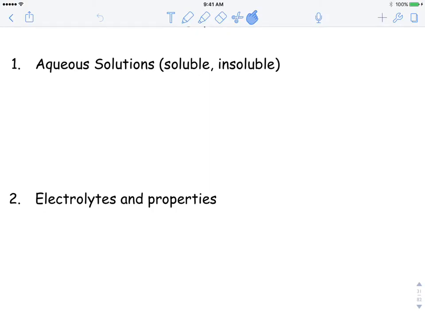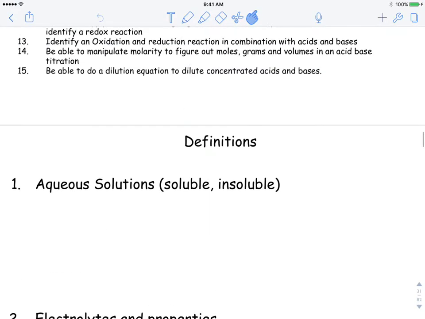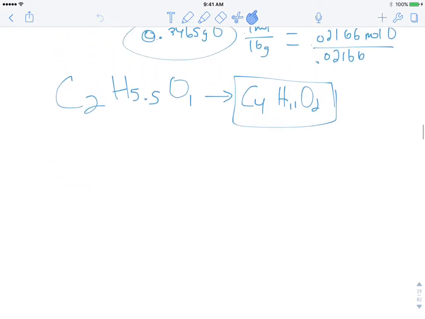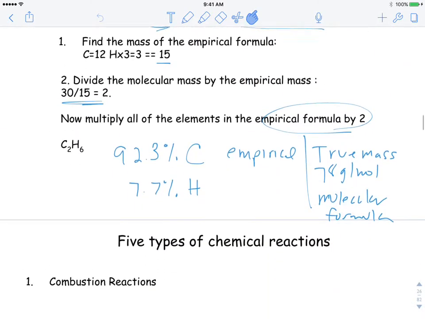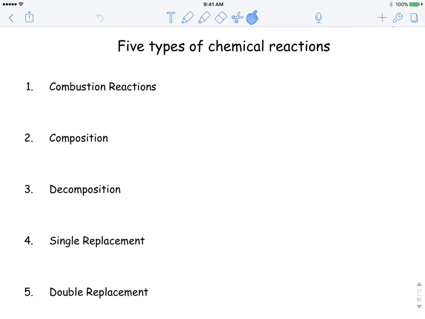Alright, welcome everybody. So I told you that today we would talk about solution stoichiometry and also that I wanted to go through the types of reactions. So let's first talk about the 5 types of chemical reactions. The first kind being a combustion reaction, which we'll cover again when we do organic chemistry. And we did this when we did combustion analysis.